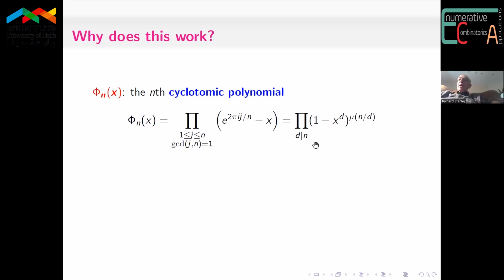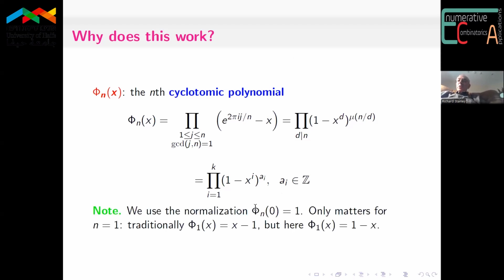So by a simple exclusion argument, the cyclotomic polynomial is this product over d dividing n of 1 minus x to the d, raised to the power the Mobius function of n over d. And the point for us is that this is of the form of a finite product of 1 minus x to the i raised to some integer power a_i, positive or negative. So here's a note on the normalization. I'm going to take P1 of x to be 1 minus x instead of x minus 1. Otherwise, nothing has changed.